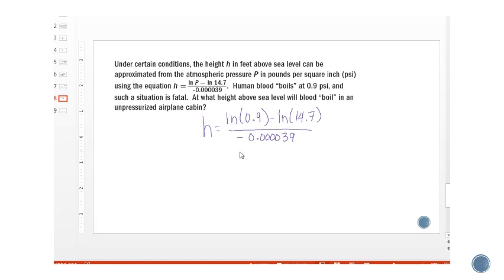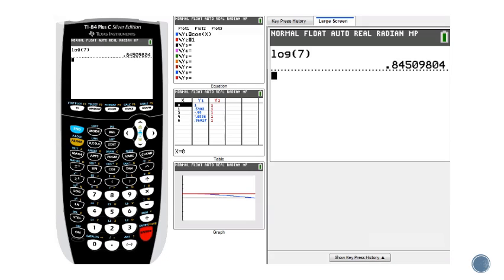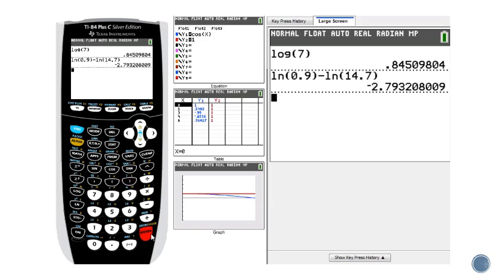So we're going to go over to the calculator, and I'm just going to show you where the button for the natural logarithm is. It's right under the button for your logarithm. So we're going to just carefully type into our expression. So we had the natural log of 0.9, closing our parentheses, minus the natural log of 14.7. So we're going to find the value of our numerator, which is negative 2.793, and then we're going to divide it by that negative number in the bottom.